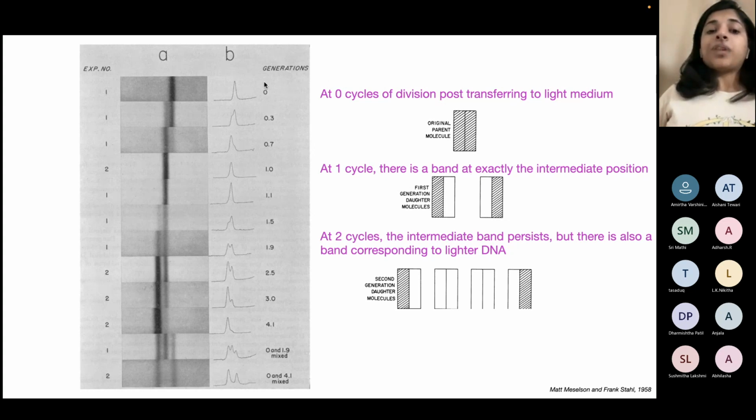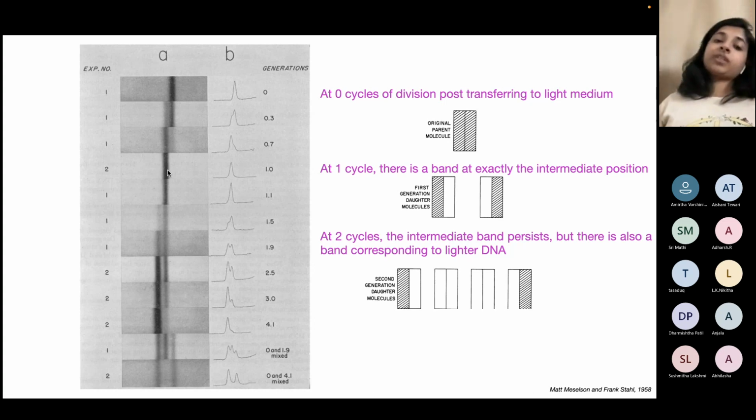Now, after that, after a few generations, at first cycle, there is a band that is present in intermediate of the heavy and light bands. That is, this band that we can see here corresponding to one generation is exactly in between the heavy and light.